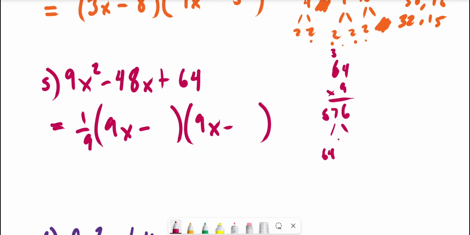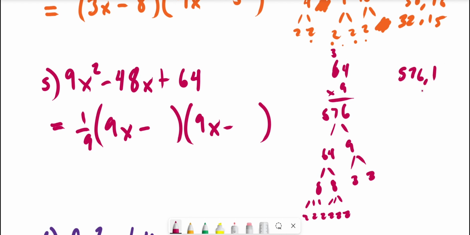This is going to be 64, and this is going to be 9. This is going to be, well, 8 and 8, which is going to be really 6 2s. And this is going to be 3 and 3. Should we start with our 576 times 1? No, not really. We should jump way down the list because look, we're going to need to get to 48.